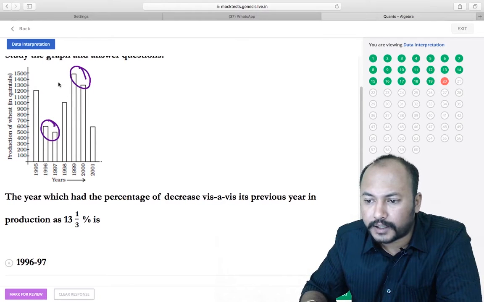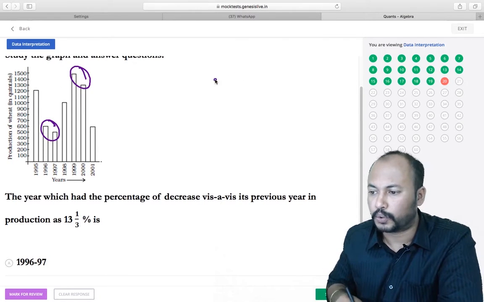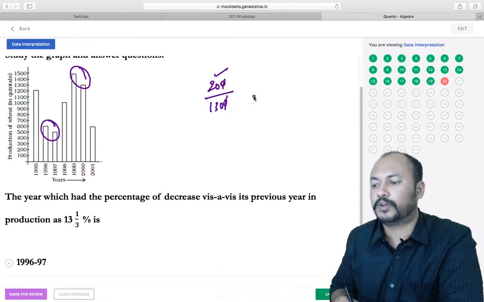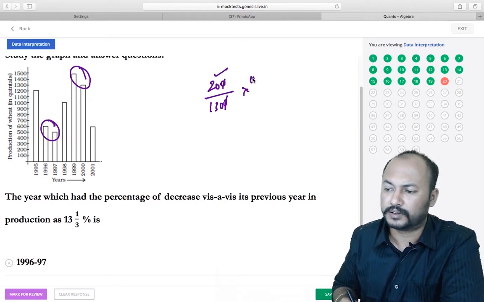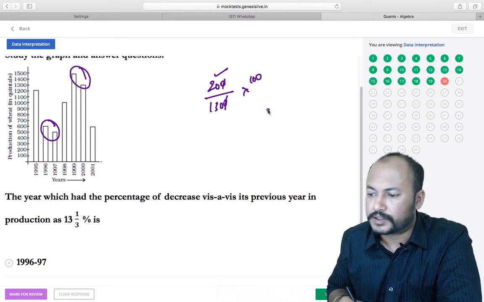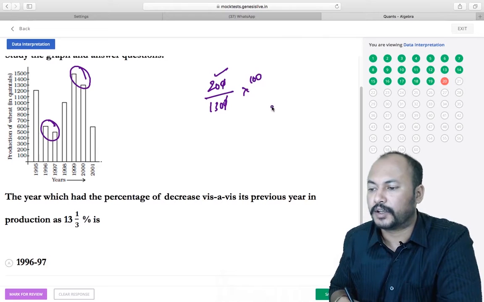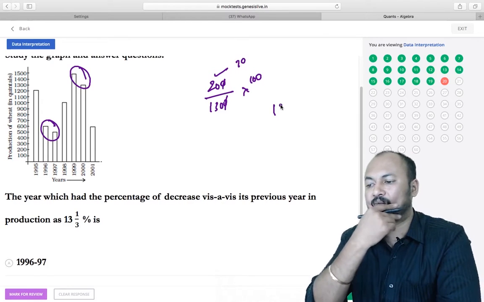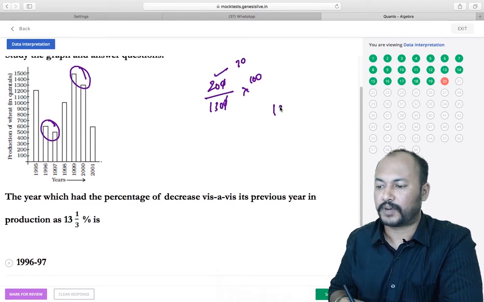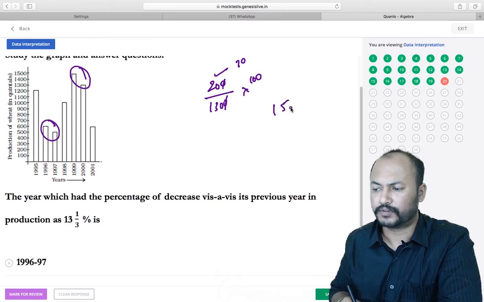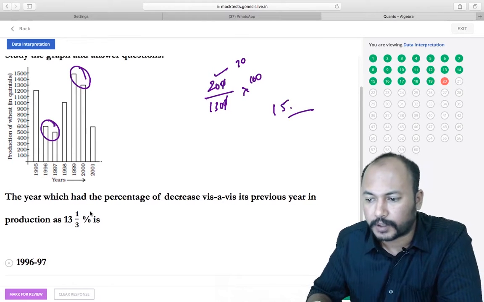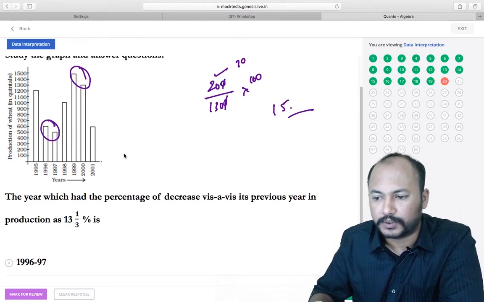Difference is 200 divided by 1300, which is going to be 20 by 13. 13, how many times? 1s are 13, and then you have 70, 13 5s are 65. Oh, it is 15 point something. It's not 13 1 by 3 percentage. How is that possible?